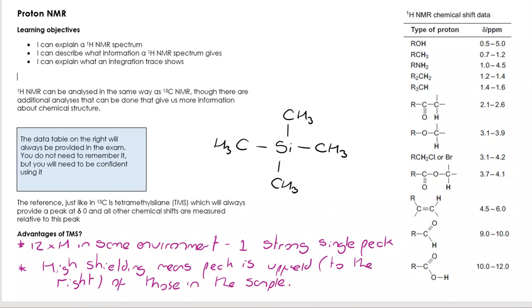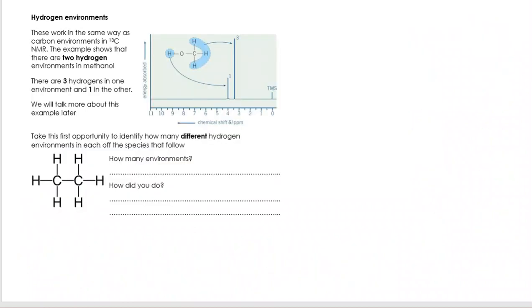Now, we can also look at the fact, going back to this first point, that reinforces what I said before those three. The high shielding means the peak is upfield. It will be to the right of all of the others in the sample. So it's set as 0. So let's go on to do some analysis.